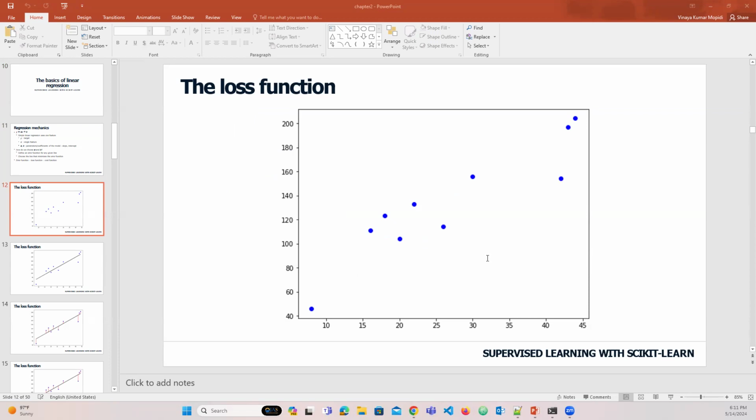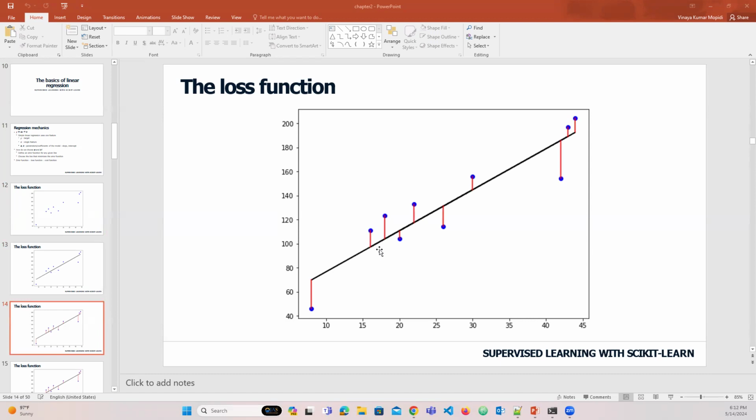Let's visualize a loss function using this scatter plot. We want the line to be as close to these observations as possible. Therefore, we want to minimize the vertical distance between the fit and the data. So for each observation, we calculate the vertical distance between it and the line. The distance is called the residual.